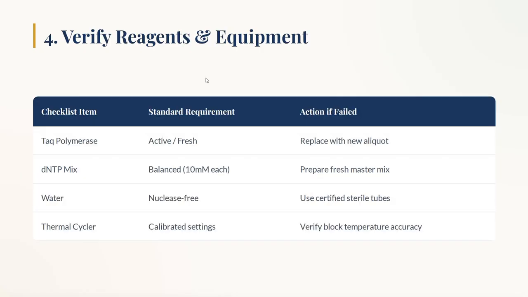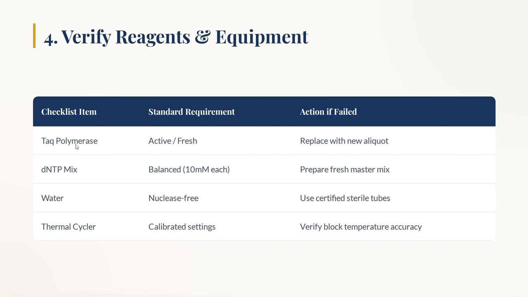So remaining is now I will be checking my Taq polymerase, whether it is expired or not, whether it is active or fresh. If it is not, you of course have to get a new aliquot. It is recommended by the company also that whenever you get your Taq polymerase and all these things, you keep aliquots. Okay, make aliquots. Don't keep the main tube for active usage. Make an aliquot and keep it for active usage, and the remaining one you store at -20.